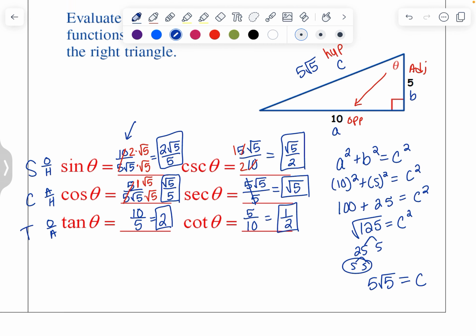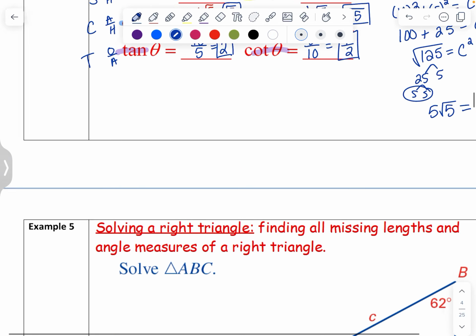So you will have to practice these and make sure you know which ones go with which. I've lined these up nicely, but they are not lined up nicely in your homework or in your workbook. So make sure you pay attention to which ones go with which so that you get used to identifying the reciprocal functions correctly.